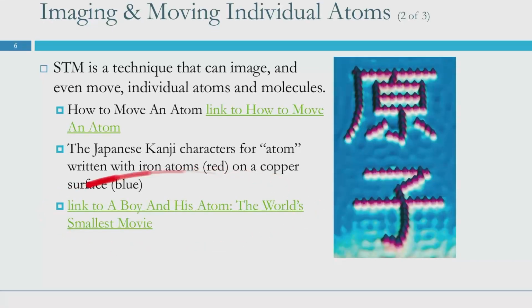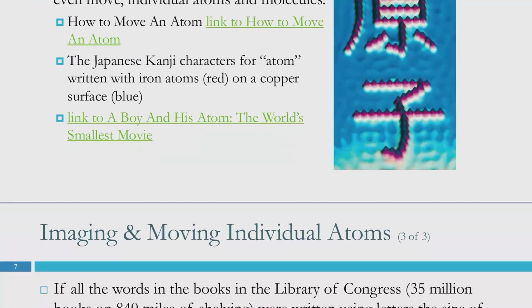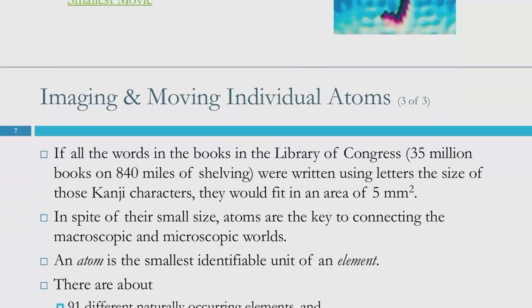There's also a link here. This goes to A Boy and His Atom. That's the world's smallest movie. I think the frame size is a couple nanometers by a couple nanometers, so it's extremely small, thousands of times smaller than millimeters. So that's kind of fun. It's a little stop motion film that they made using the same method.